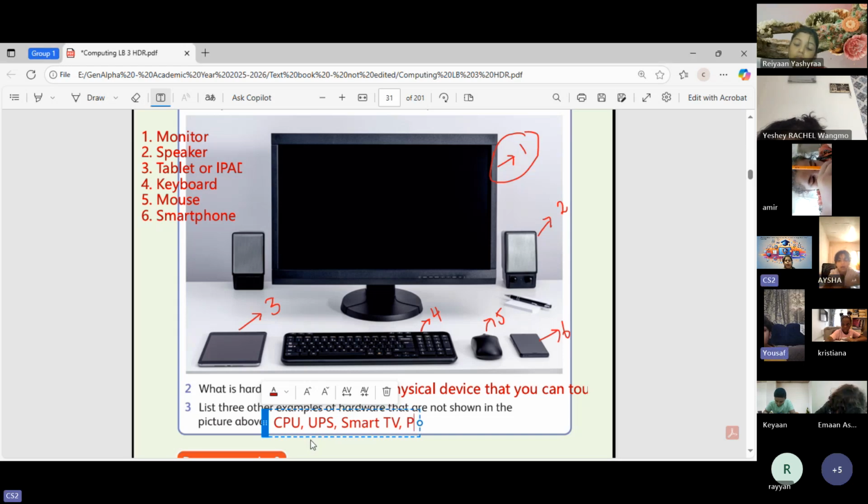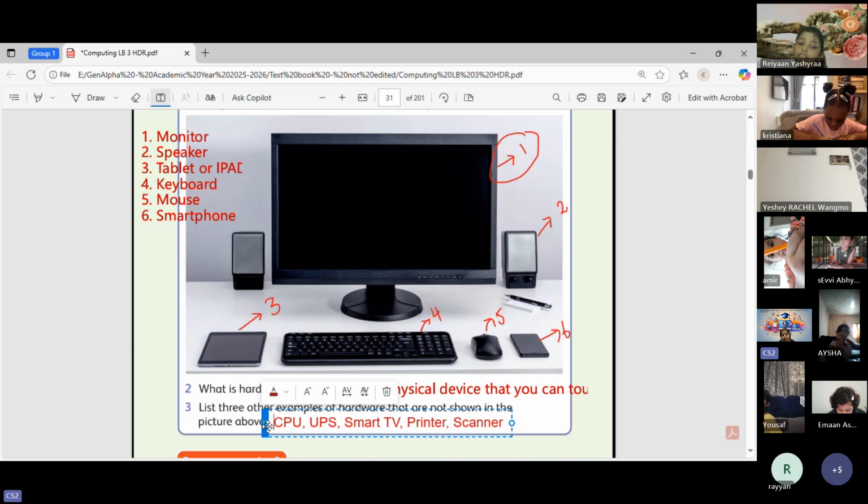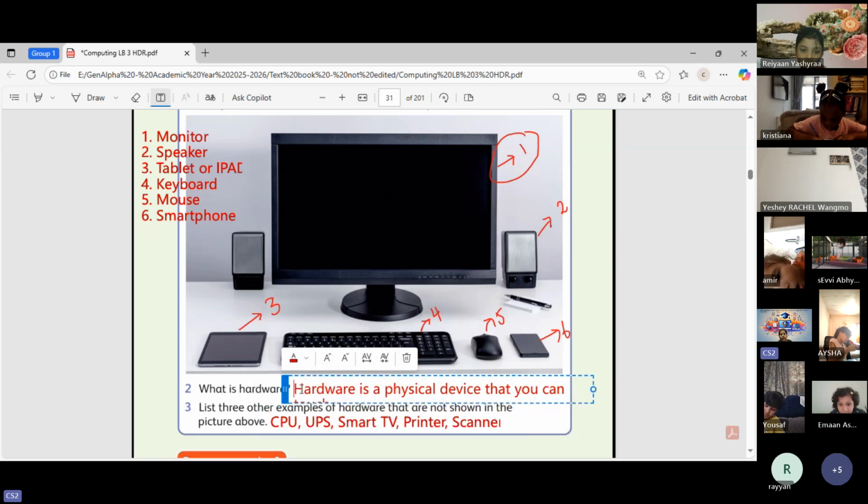We have printer and scanner also, right? You remember printer, scanner. E-reader. Yes, so you have a lot of things here, okay? I have listed only a few. If you have any other parts to write, you can mention that, okay?